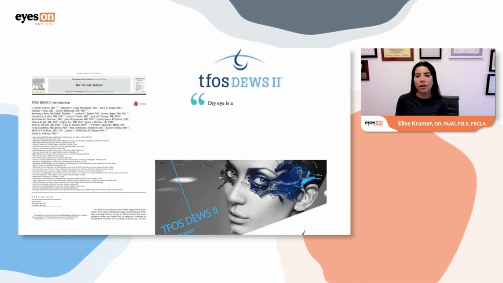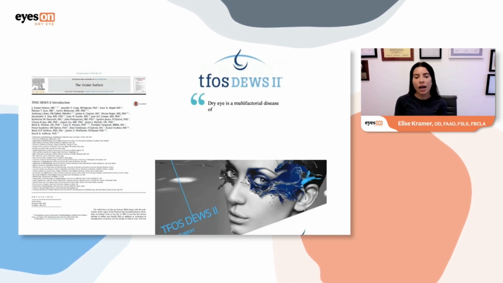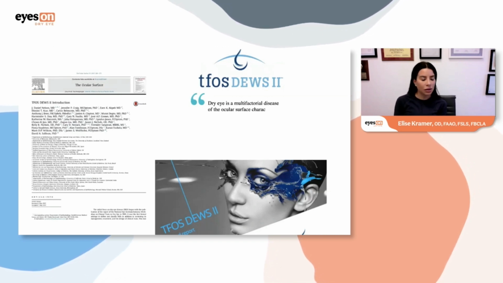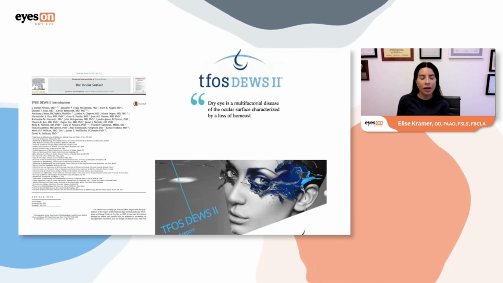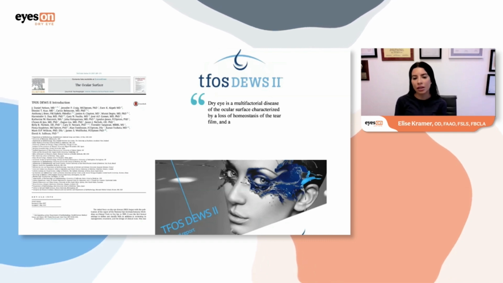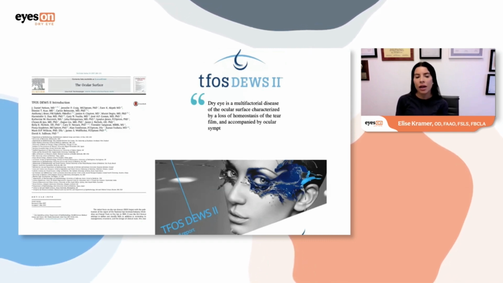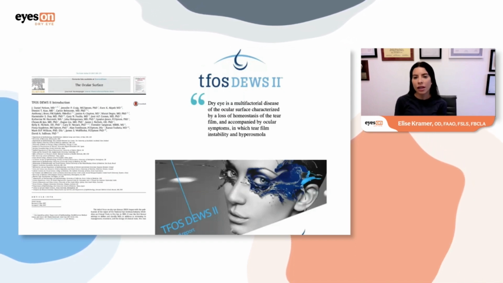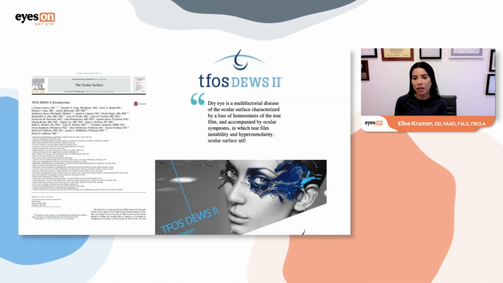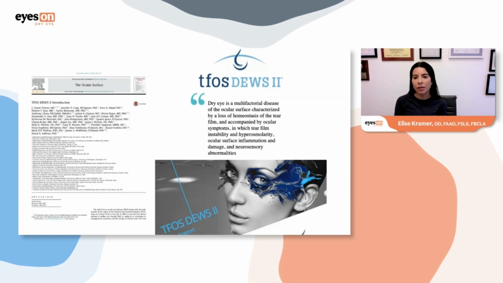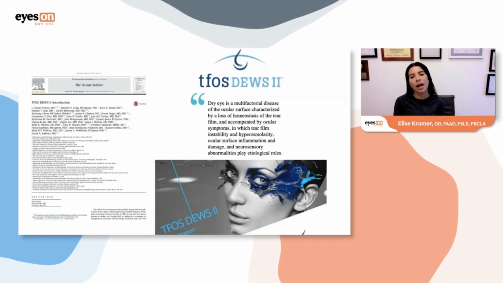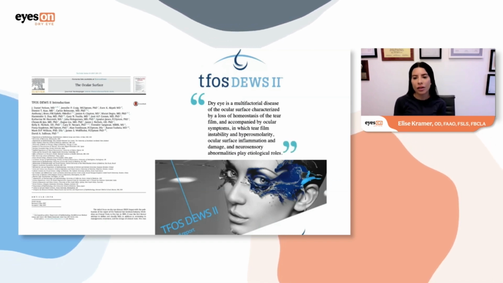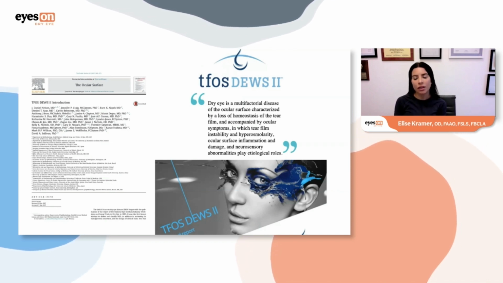So let's start with what is the definition of dry eye. The TFOS DEWS-2 study came out, and this really revolutionized the definition for us. So now we know that dry eye is a multifactorial disease of the ocular surface characterized by a loss of homeostasis of the tear film and accompanied by ocular symptoms, in which tear film instability and hyperosmolarity, ocular surface inflammation and damage, and neurosensory abnormalities play etiological roles.